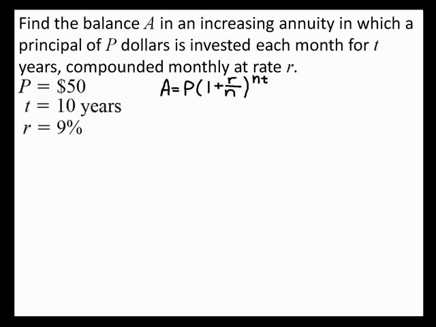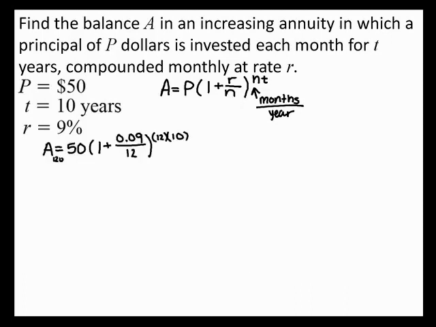Use the formula A is equal to P times the quantity 1 plus R divided by N to the NT, where N is months per year. Substitute 50 in for P, 10 in for T, 9/100ths in for R, and 12 in for N. Simplify 9/100ths divided by 12, and 12 times 10. Simplify 1 plus 75 10,000ths. You find that A sub 120 is equal to 50 times 1 and 75 10,000ths to the 120th.